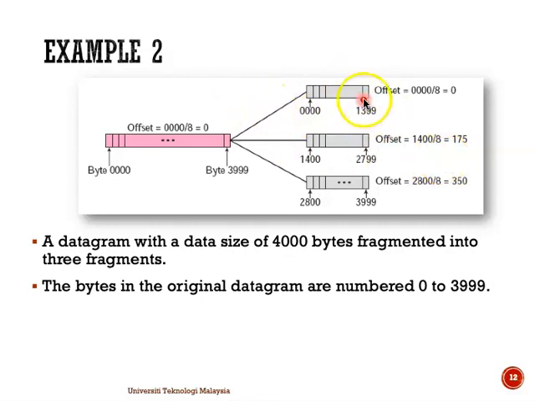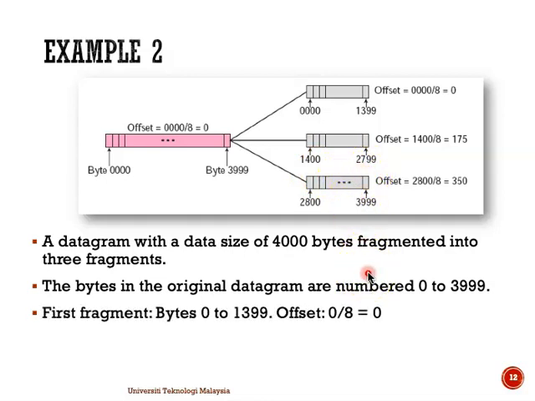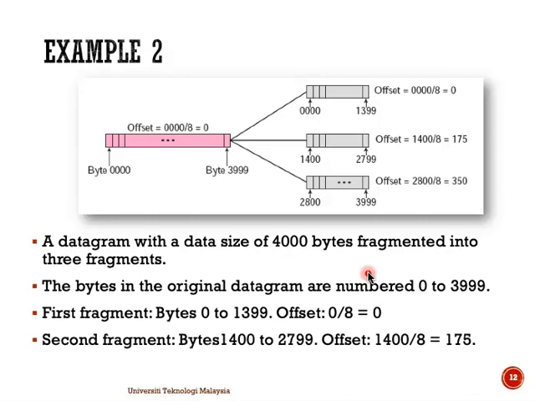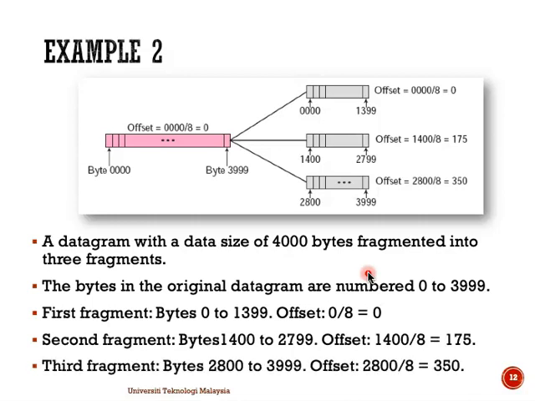The second offset here is the size of the first fragment divided by 8. The size of the first fragment is 1400. You divide by 8, which is equal to 175. So this is the offset which is put into the offset field of the second fragment. The second fragment has bytes from 1400 until 2799.